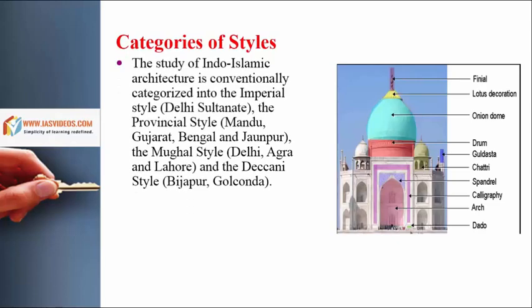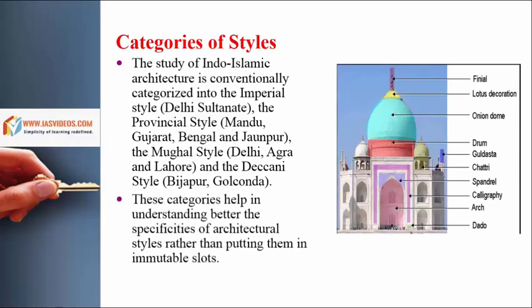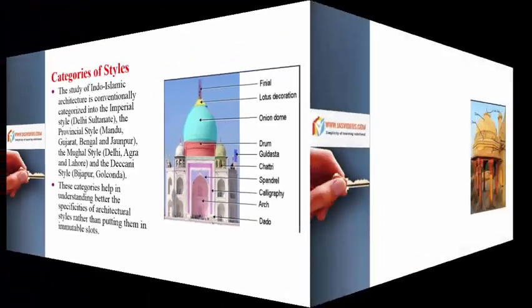Categories of style. The study of Indo-Islamic architecture is conventionally categorized into the imperial style, the provincial style, Gujarat, the Mughal style, and the Deccan style. These categories help in understanding better the specificities of architectural styles rather than putting them into immutable slots.